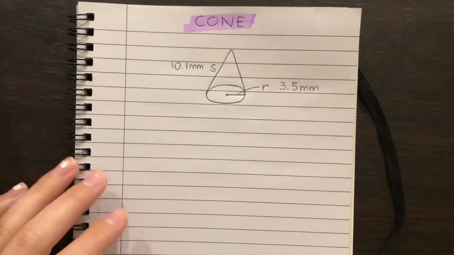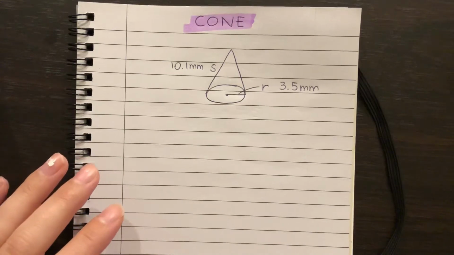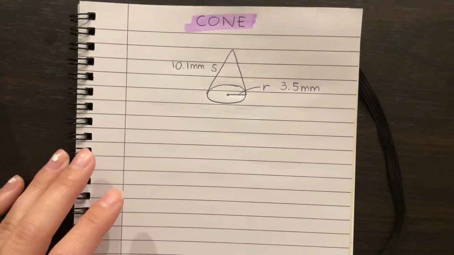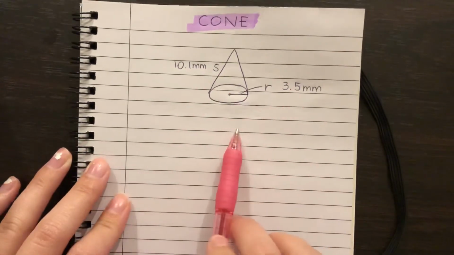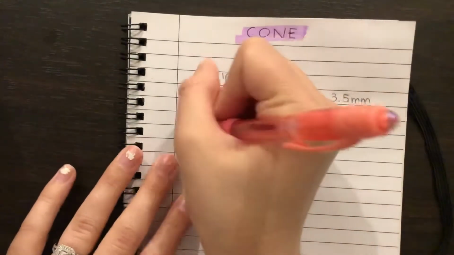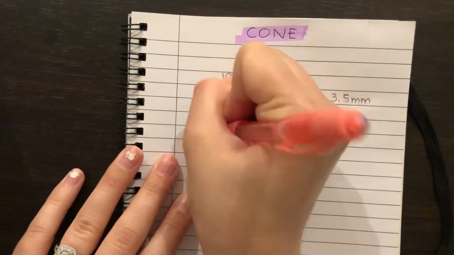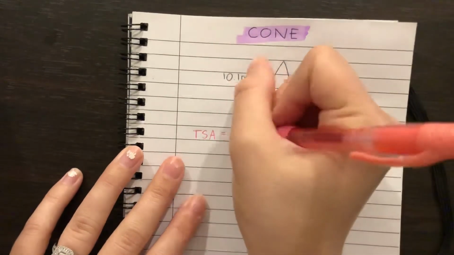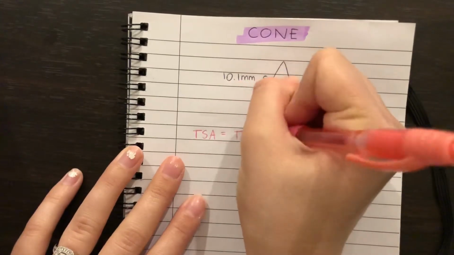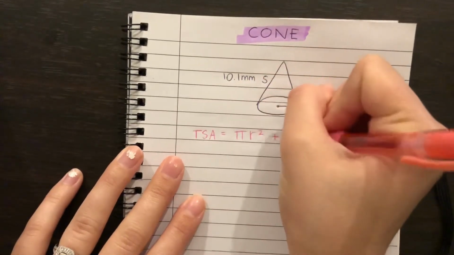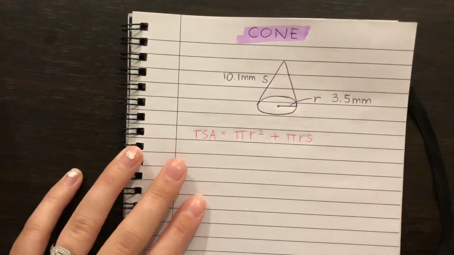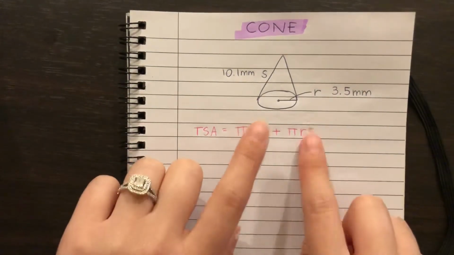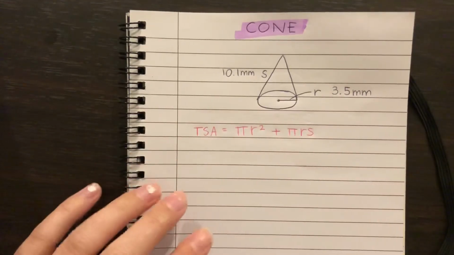The first thing that we're going to do, like we have done for every single other example, is write down the total surface area formula for this shape. So the total surface area of a cone is pi r squared plus pi rs. Now I'll show you where both parts of this formula come from.